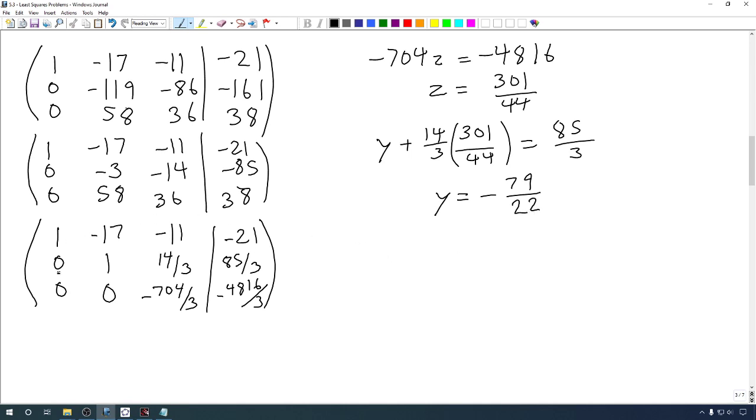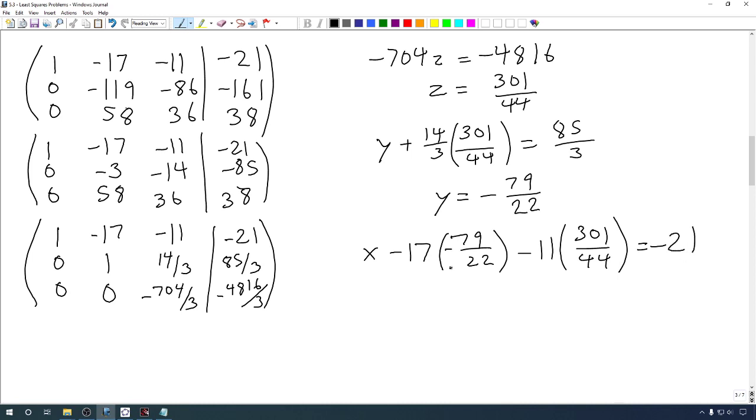Finally, we take our first equation up here. We have x minus 17 times y, which is negative 79 over 22, minus 11 times z, which is 301 over 44, is equal to negative 21. Again, move everything over to the other side, do some simplification. We're going to get x equals negative 299 over 44.